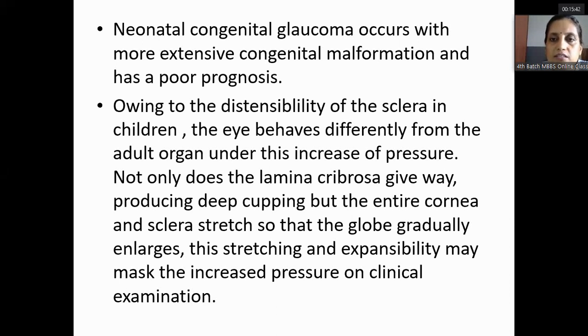Owing to the distensibility of the sclera in children, the child behaves differently from the adult organ under this increase of pressure. Not only does the lamina cribrosa give way, producing deep cupping, but the entire cornea and sclera stretch so that the globe gradually enlarges. This stretching and expansibility may mask the increased pressure on clinical examination. So what happens over here?